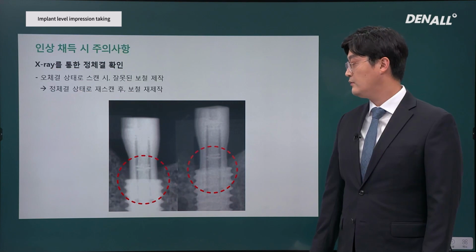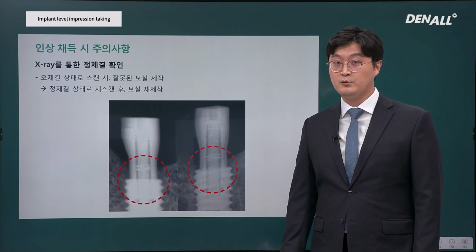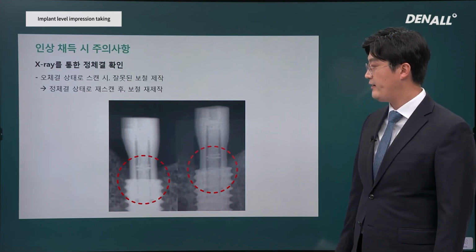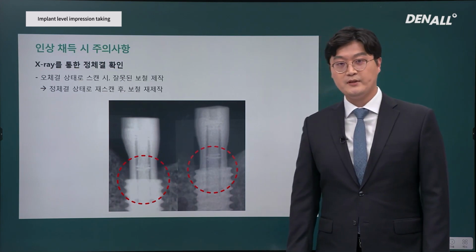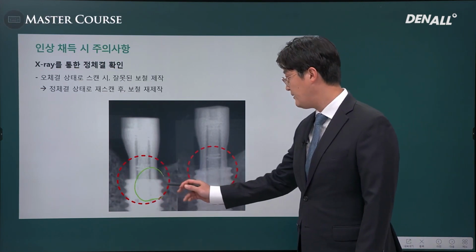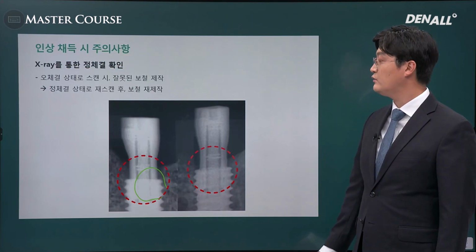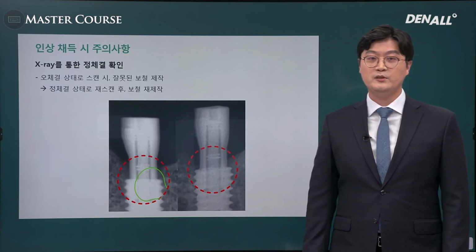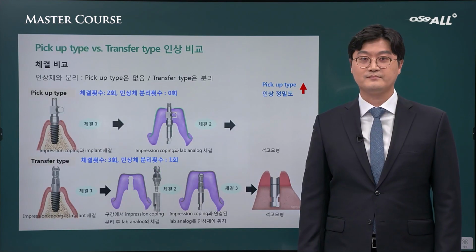Scan bodies may also have connection errors because it is a connection between hexes. Just like the impression copings for normal pickup or transfer types, hexes need to be aligned. Otherwise, it can lead to errors in the prosthesis.